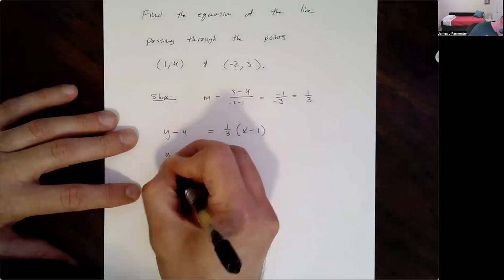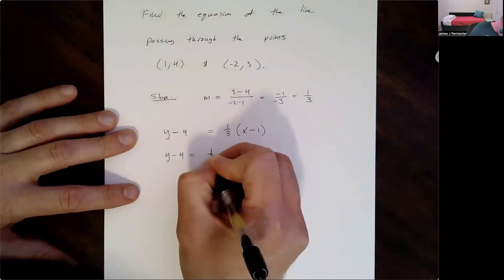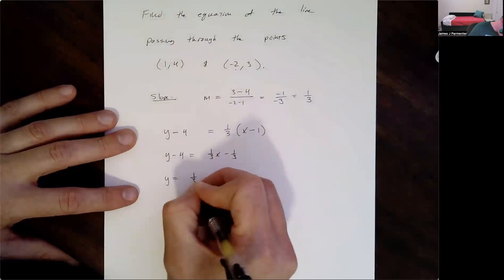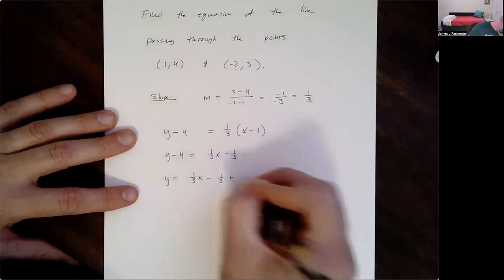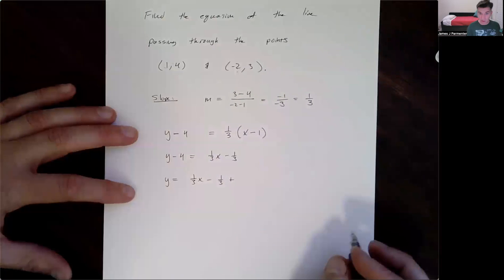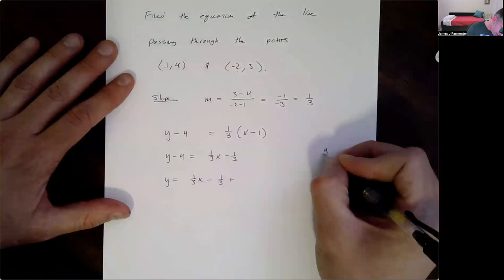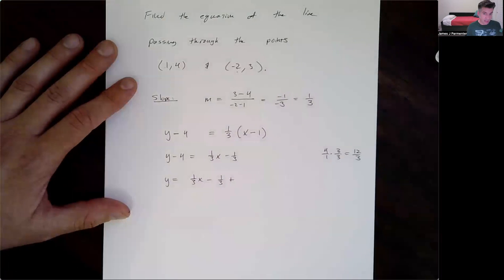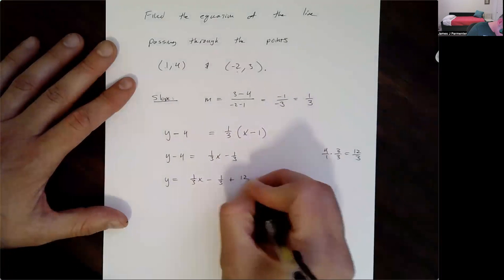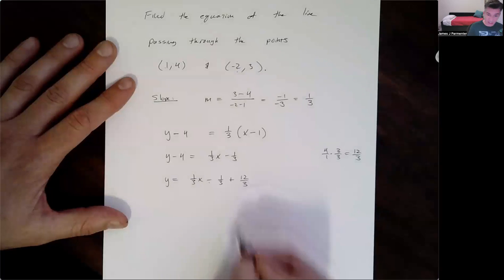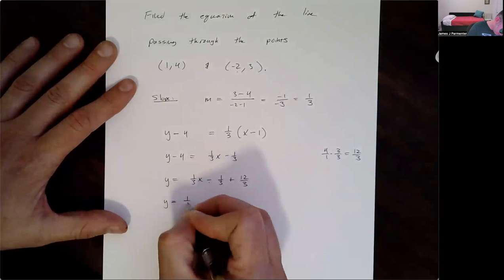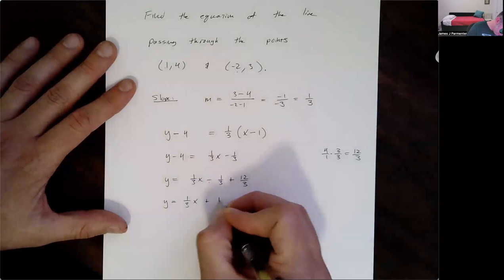So y minus 4 equals 1/3 x minus 1/3. Y equals 1/3 x minus 1/3 plus 4, but 4 is equal to 12/3, right? 4/1 times 3/3 is 12/3. And I need a common denominator to be able to add these fractions together. -1 plus 12 is 11, so -1/3 plus 12/3 is 11/3. So y equals 1/3 x plus 11/3.